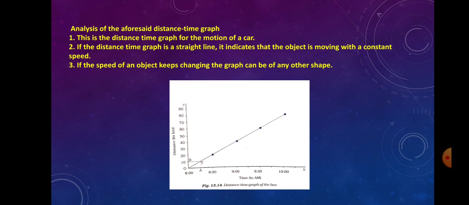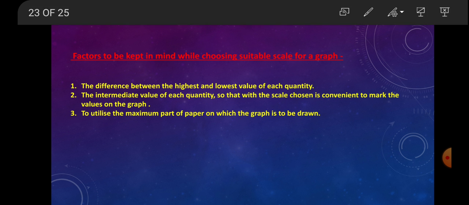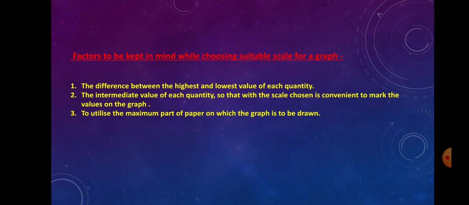Here are some points to be kept in mind while choosing the most suitable scale for drawing a bar graph or line graph. Factors to be kept in mind while choosing a suitable scale. First is the difference between the highest and the lowest value of each quantity. Second, the intermediate values of each quantity, so that the scale chosen is convenient to mark the values on the graph. Third, to utilize the maximum part of the paper on which the graph is to be drawn. These are the three points.